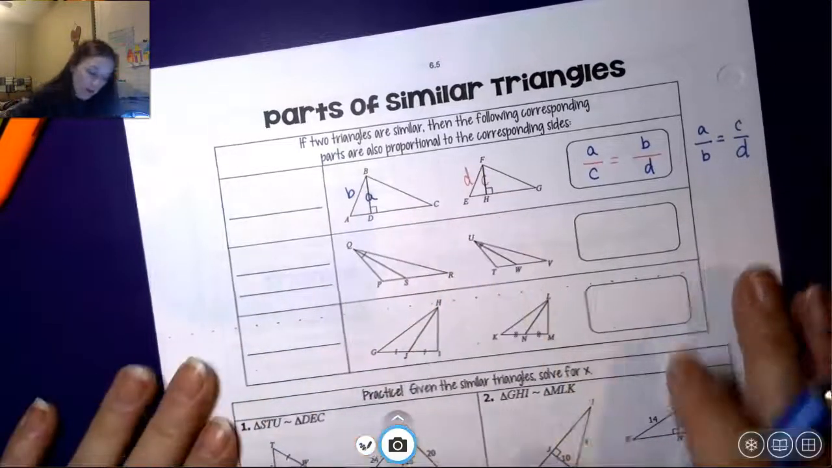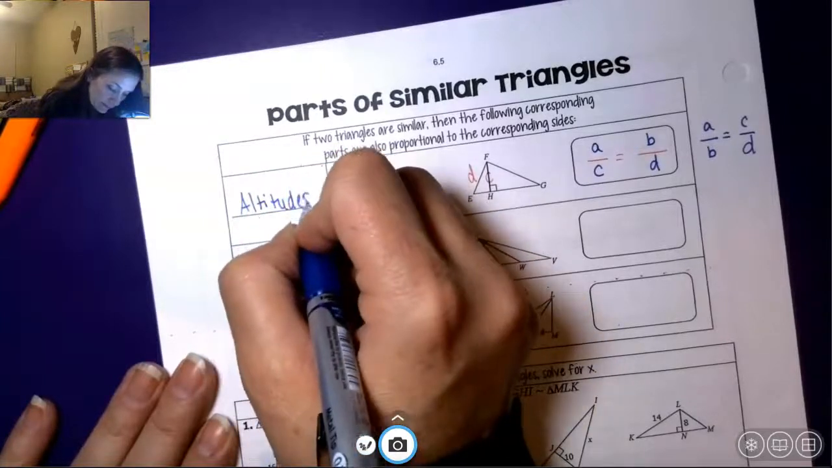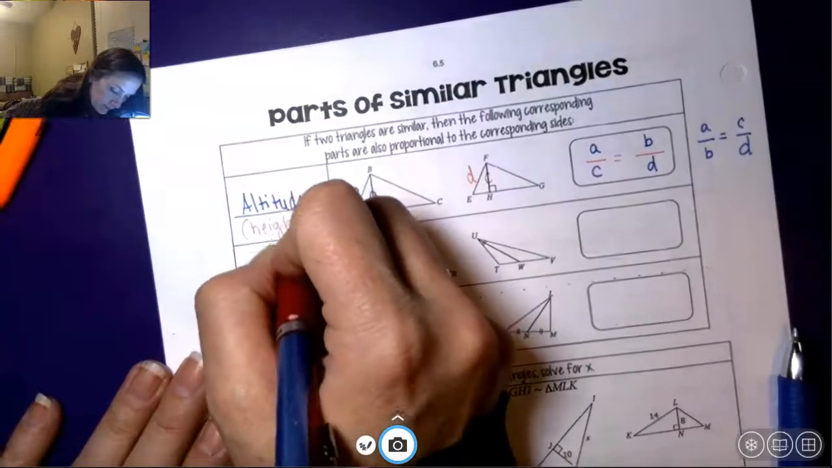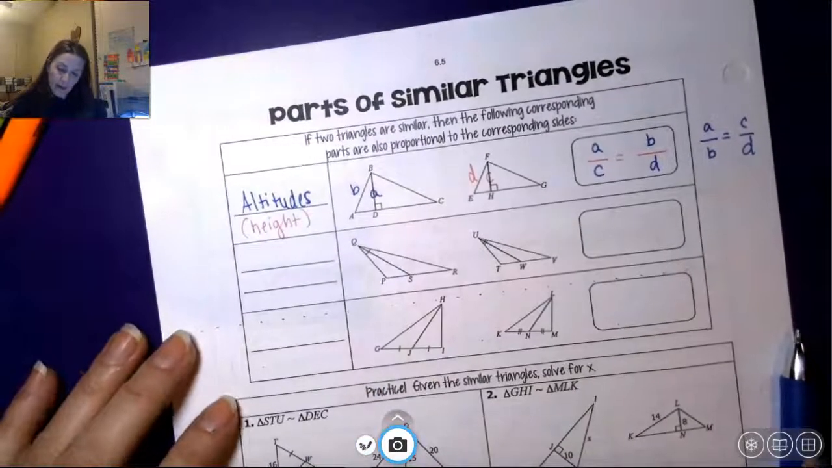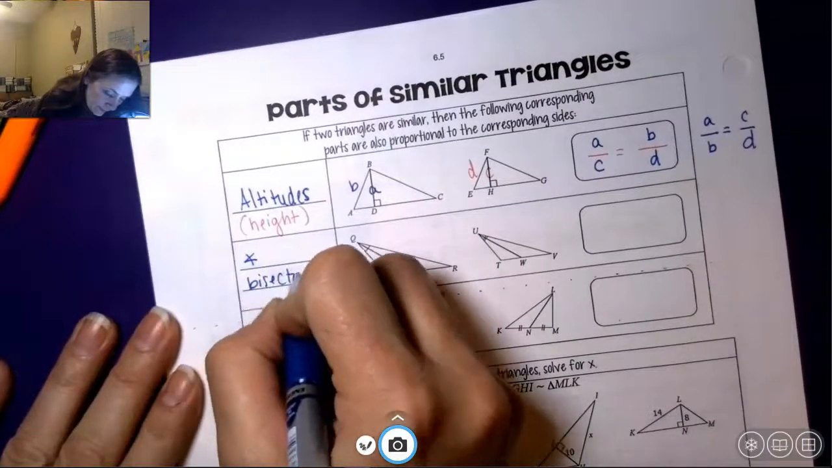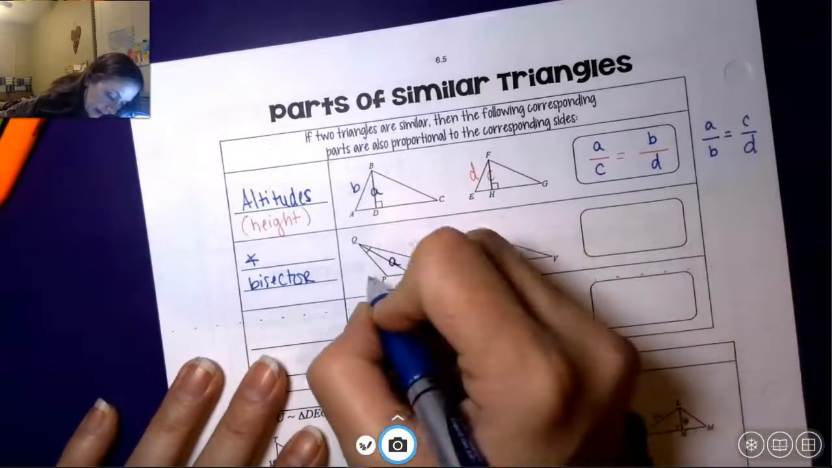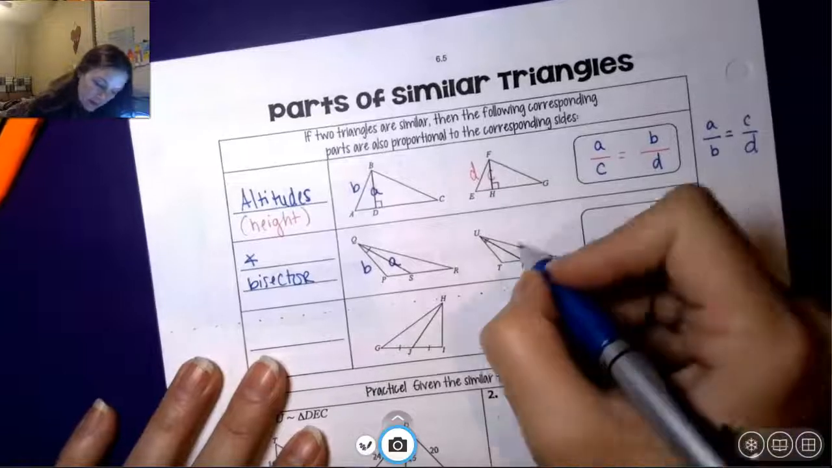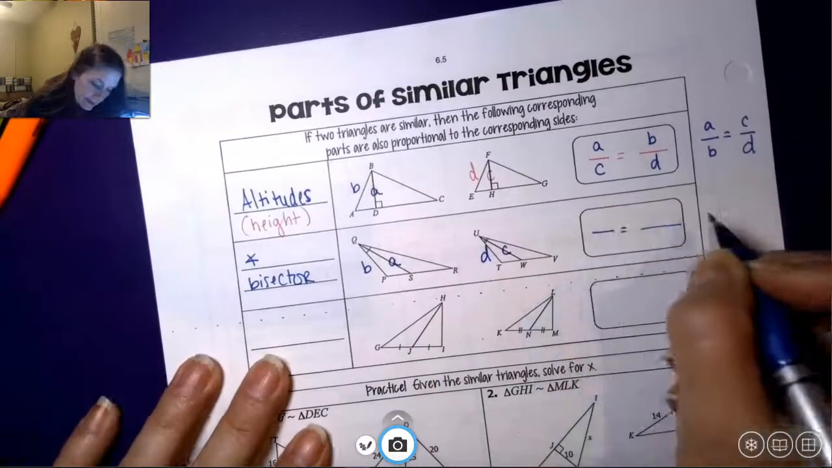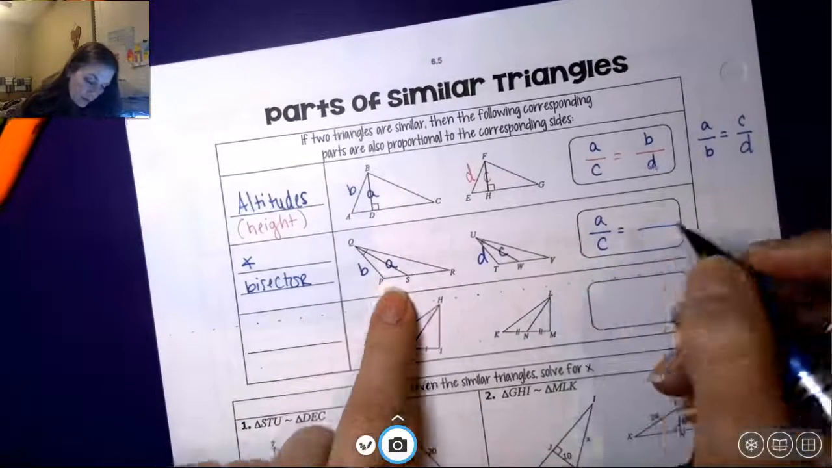These are heights or altitudes. So altitudes of triangles, or the height, proportional to one of the legs. Now this one, if they are angle bisectors. So angle bisectors here, if this is the angle bisector A, it will be proportional to the leg. Angle bisector C will be proportional to the leg. Same proportion, the actual angle bisectors A to C, proportional to the legs B to D.